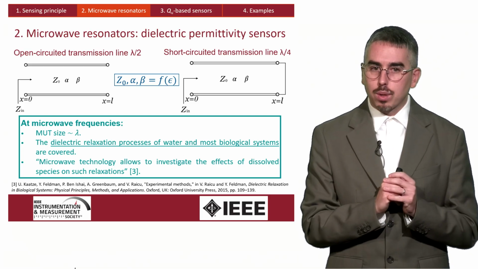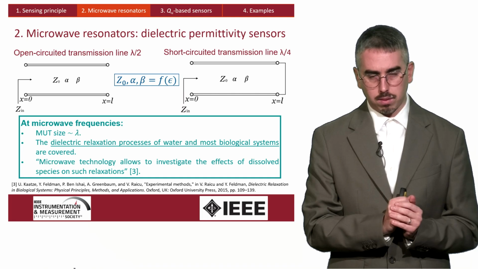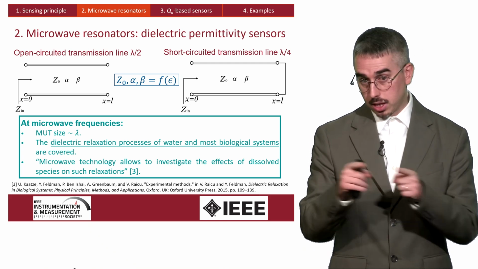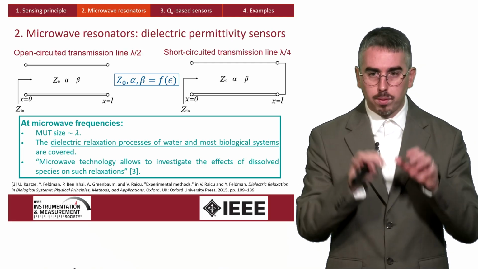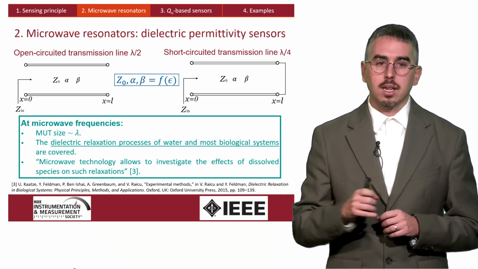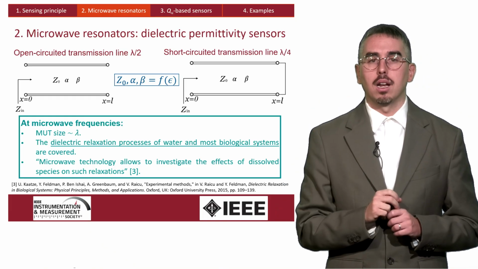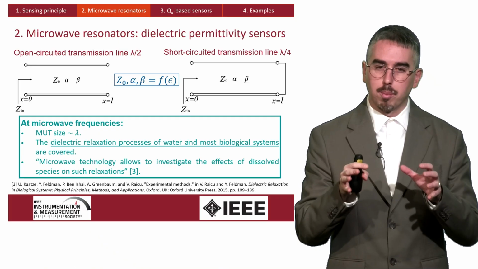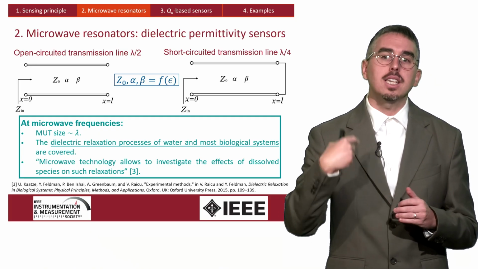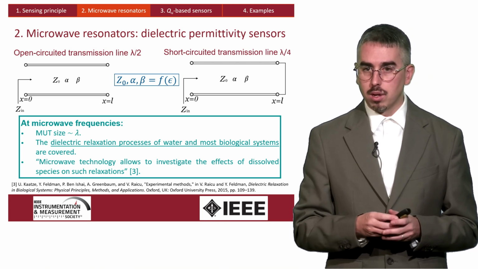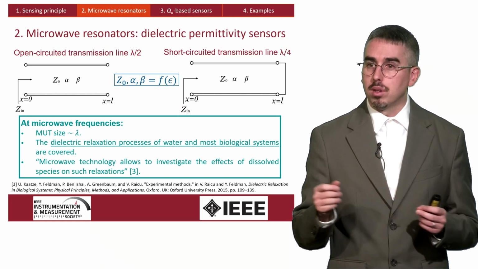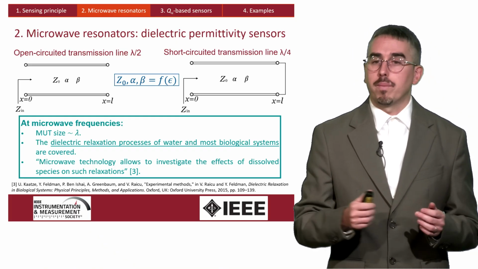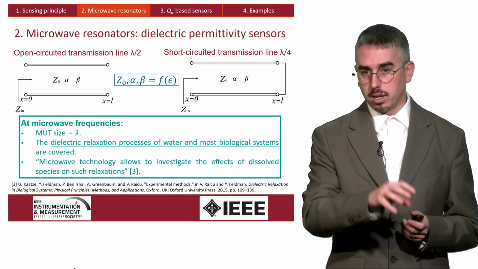To sum up, at microwave frequencies we have very reduced sizes of the material under test, or samples, and we know that the dielectric relaxation processes of water, and by extension of most biological systems, are covered within the microwave range. This is why we can propose that microwave technology allows us to investigate the effects of dissolved species on such relaxations. This means that we can use microwave instruments to analyze the composition inside biological systems, for example inside the body, without entering the body. For example, we can analyze the composition of a certain tissue, the presence of a certain element inside the body, or the concentration of a certain element in blood without extracting a drop of blood.